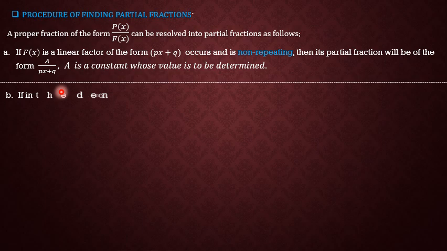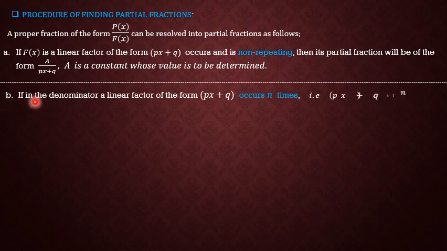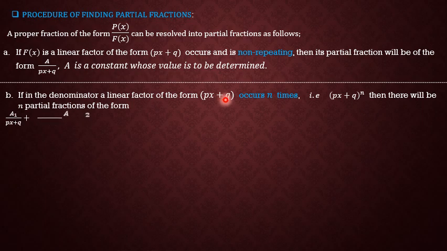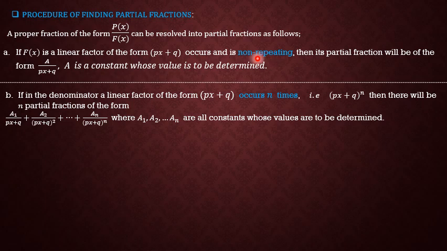All right, so the point B: if in the denominator a linear factor of this form occurs n times. Now here they were talking of non-repeating, and now they're talking of occurs n times. So occurs n times actually means the factor in the denominator is repeating, that is, px plus q all to the power n. It means px plus q occurs n times, so n can be 3, 4, 5, 6.